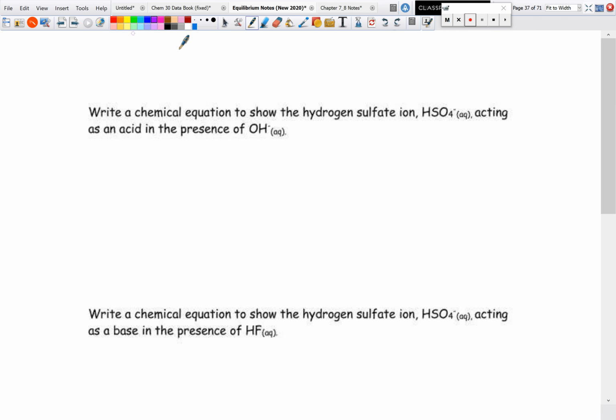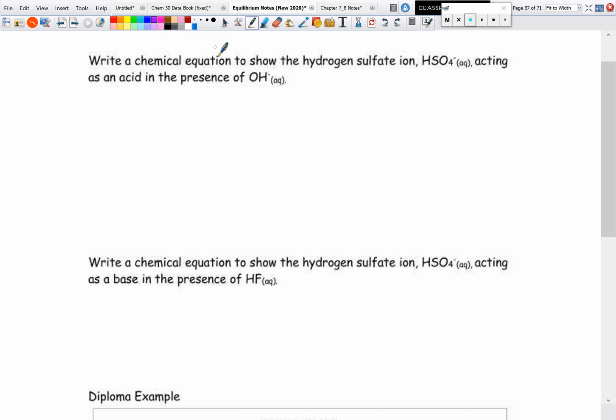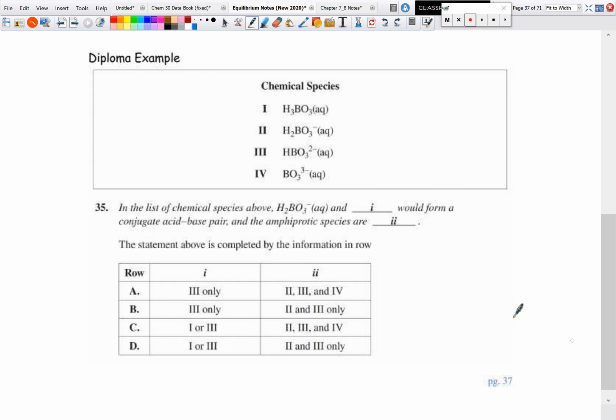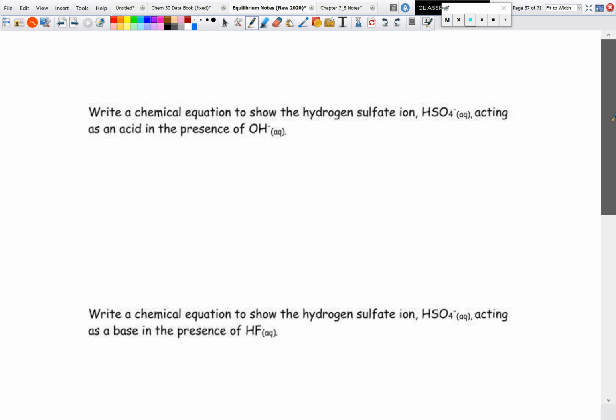All right, so our last few examples right here, we just have to write the chemical equation showing the hydrogen sulfate ion HSO4 minus acting as an acid in the presence of hydroxide. Show how the hydrogen sulfate ion can act as a base in the presence of HF, and see if you can get this diploma example as well, where it says in the list of chemical species above, H2BO3 minus and blank would form a conjugate acid-base pair, and the amphoteric species are blank.